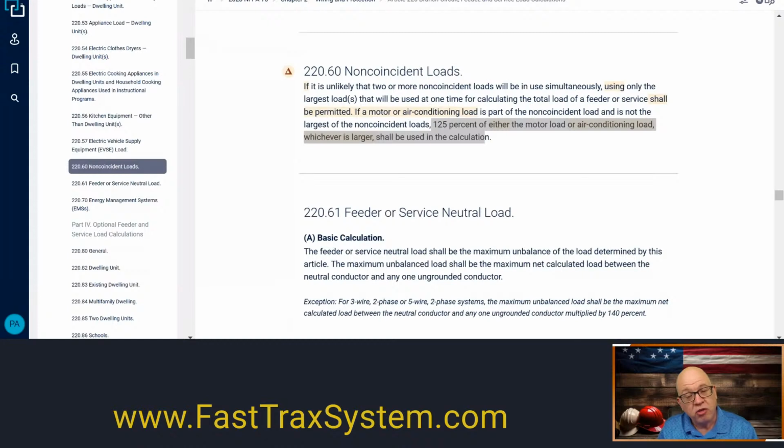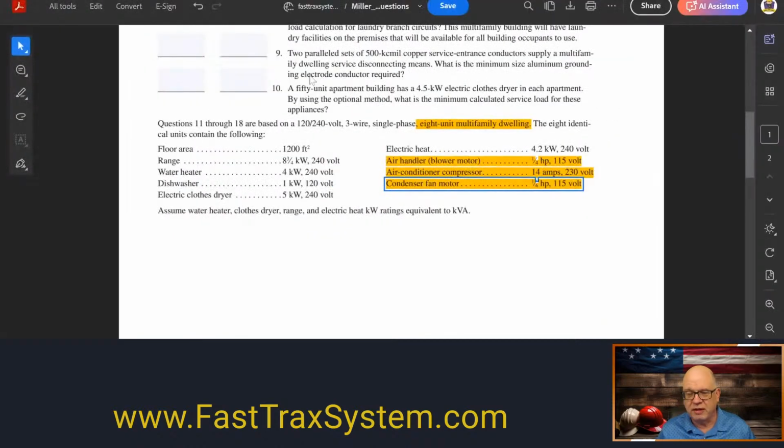4,025 VA. So that is taking the largest motor in that list that we're given, okay? And if you look at this list, that is the largest motor there. And I will show that to you so you can see the list again. So here it is. The largest motor in the list is going to be that air conditioning unit, that compressor. So we're redoing the math. I'm going to do the air conditioning unit at 4,000.